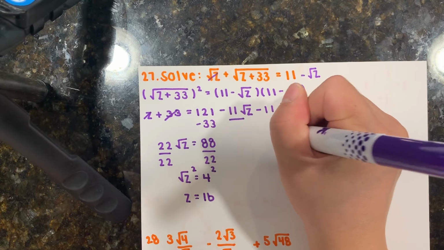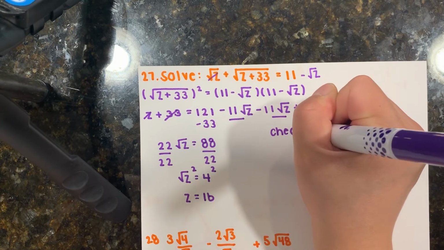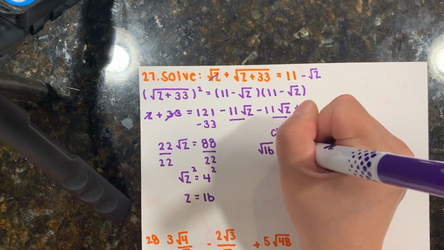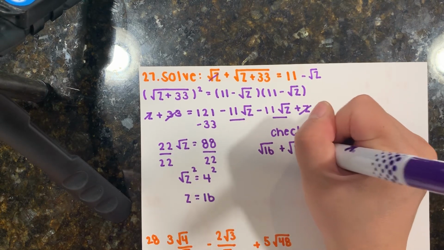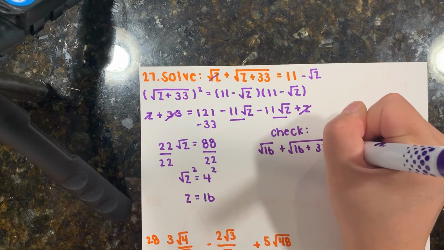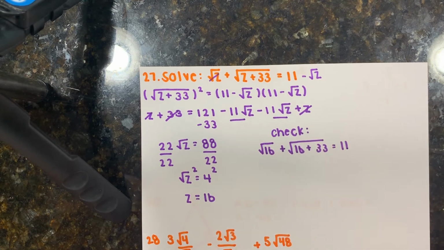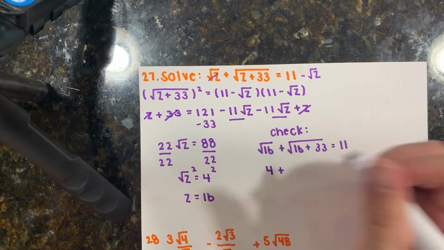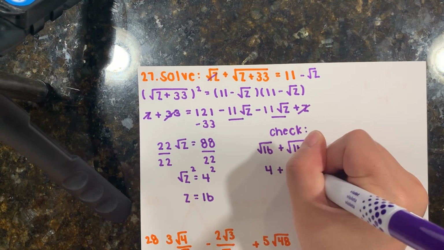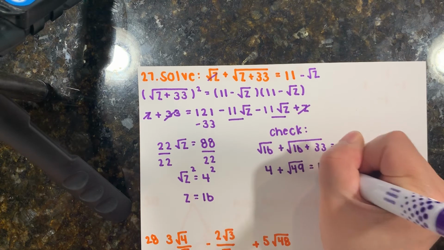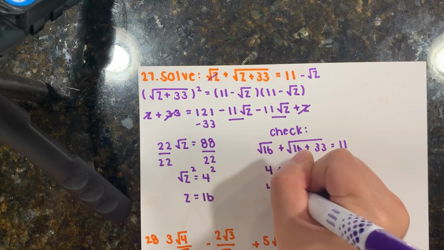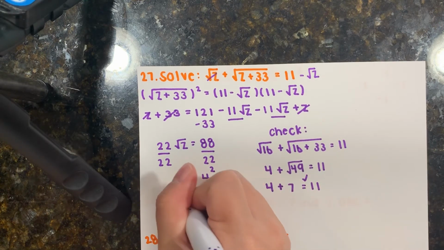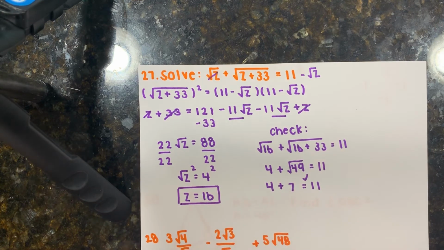You do need to check your answer, meaning to plug it back into the beginning to make sure that it works. So the square root of 16 plus the square root of 16 plus 33 equals 11. The square root of 16 is 4, and 16 plus 33 is the square root of 49. So does 4 plus 7 equal 11? Yes. So my answer is z is equal to 16.